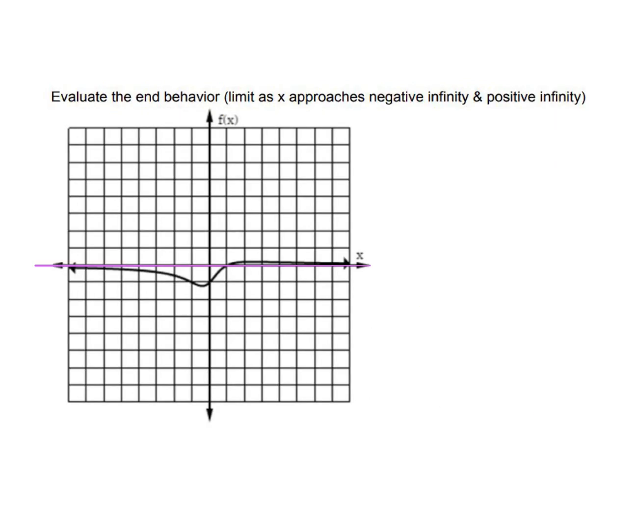Okay, so for this one, again, we have a horizontal asymptote. Really for these ones, you just have to figure out what your horizontal asymptote is. So it's y equals 0. And that is basically your end behavior. So the limit as x approaches infinity of f of x is 0. The limit as x approaches negative infinity of f of x is also 0.